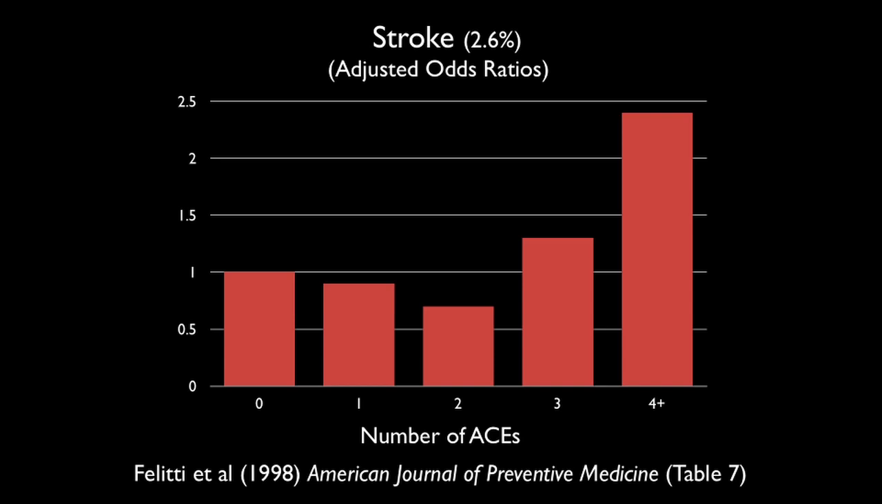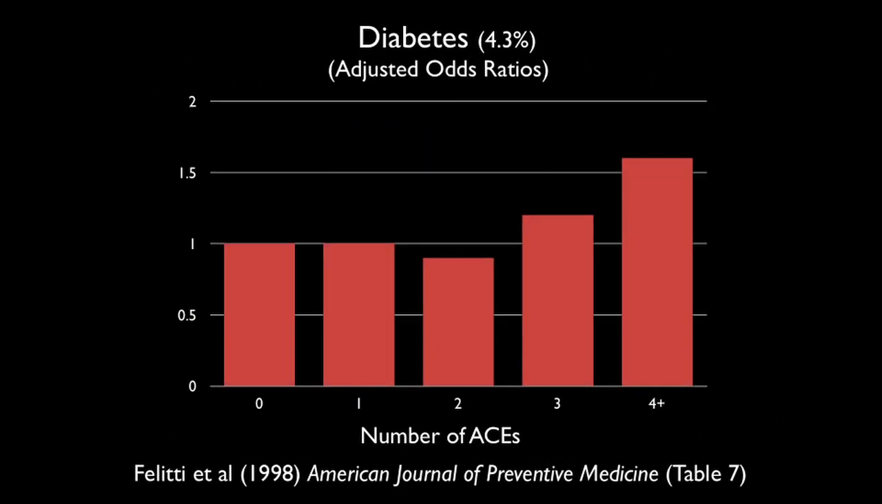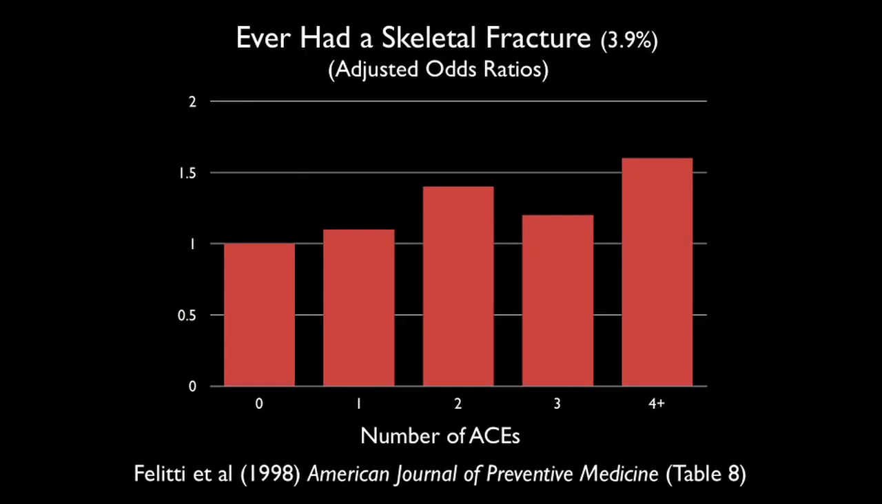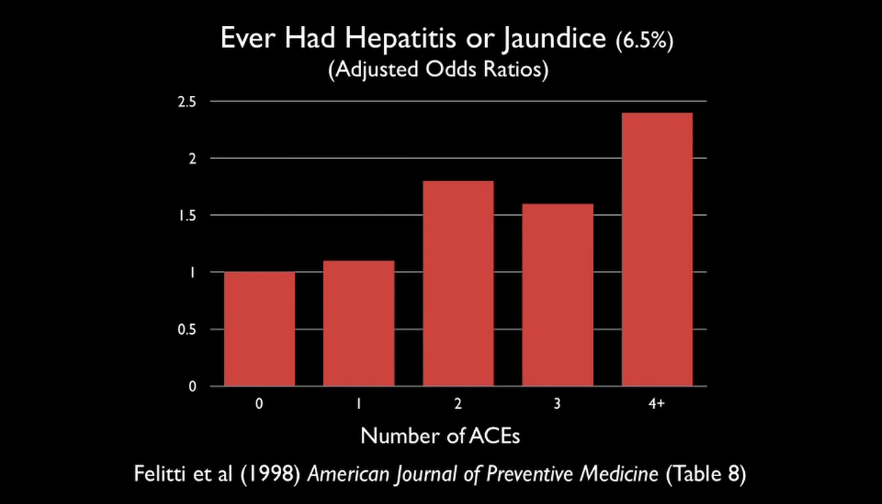Stroke, again, the odds go up for individuals who've had 4 or more ACEs. Chronic bronchitis or emphysema, we see the same pattern, where the likelihood increases with the number of ACEs. Diabetes, same, not quite as strong as some of the other relationships, but still a significant relationship. And even having ever had an accident, in this case a skeletal fracture, the odds are greater for individuals with 2, 3, or 4 or more ACEs. And ever having had hepatitis or jaundice, again, the odds go up with the number of ACEs.